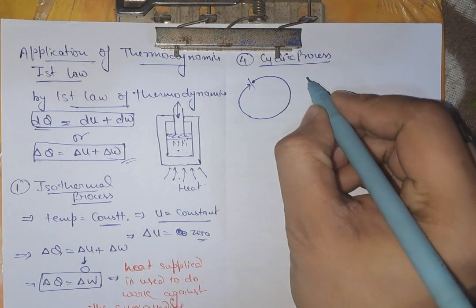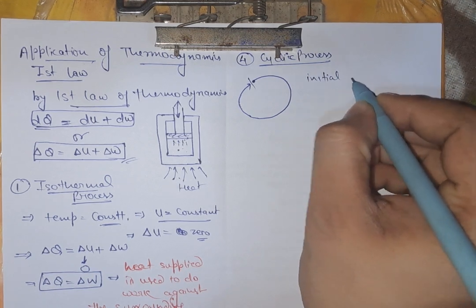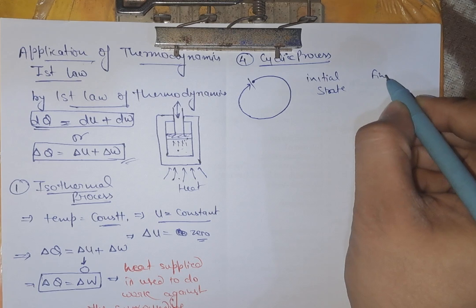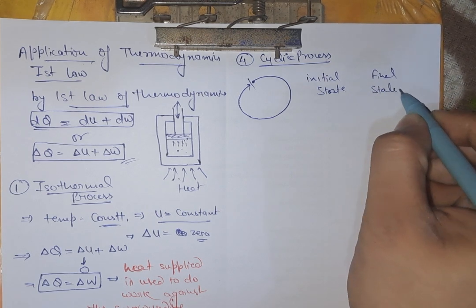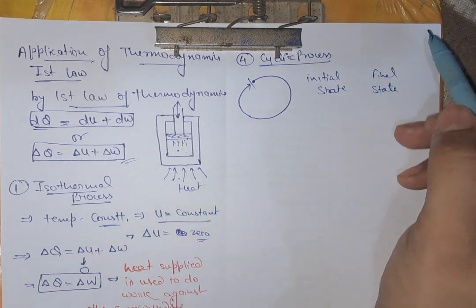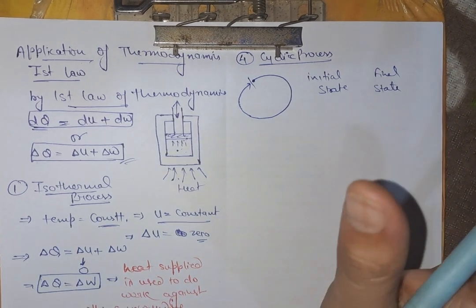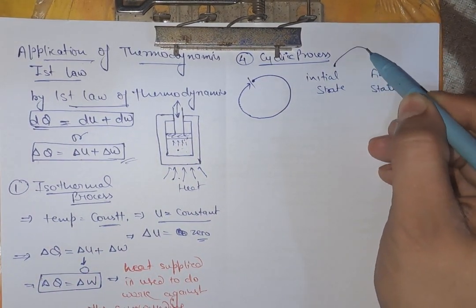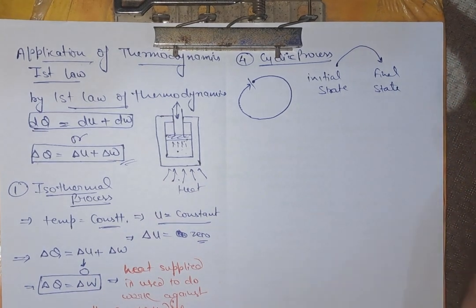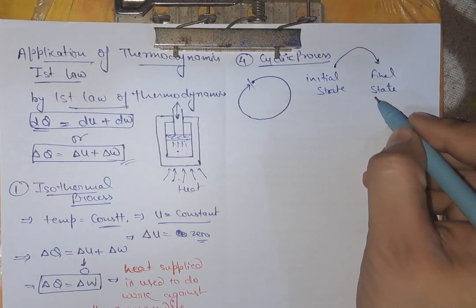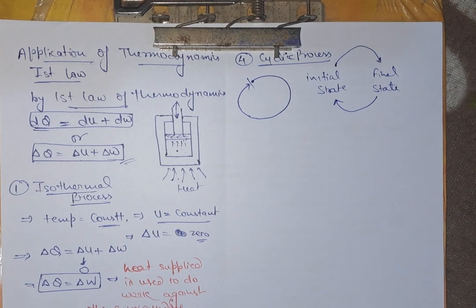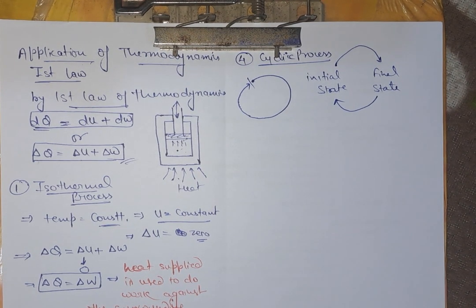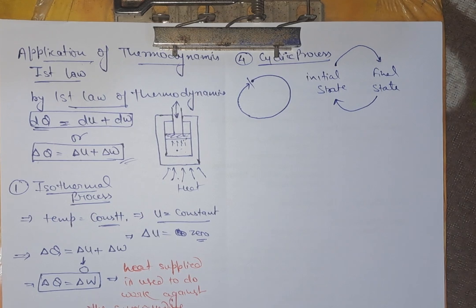So there must be an initial state and a final state. A non-cyclic process, or normal process, is nothing but going from the initial state to the final state. But if the final state can also be returned back to the initial state, then such a kind of process is known as a cyclic process.